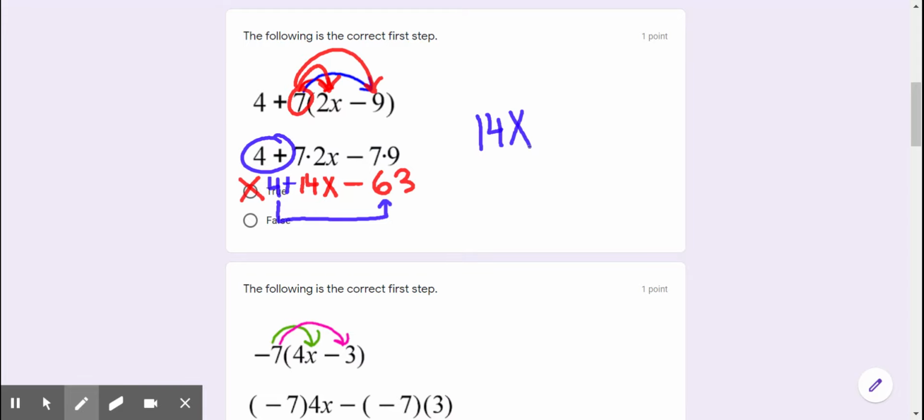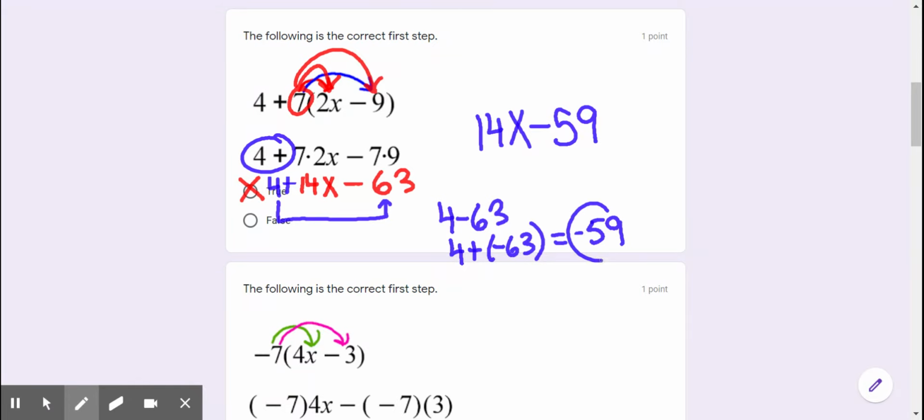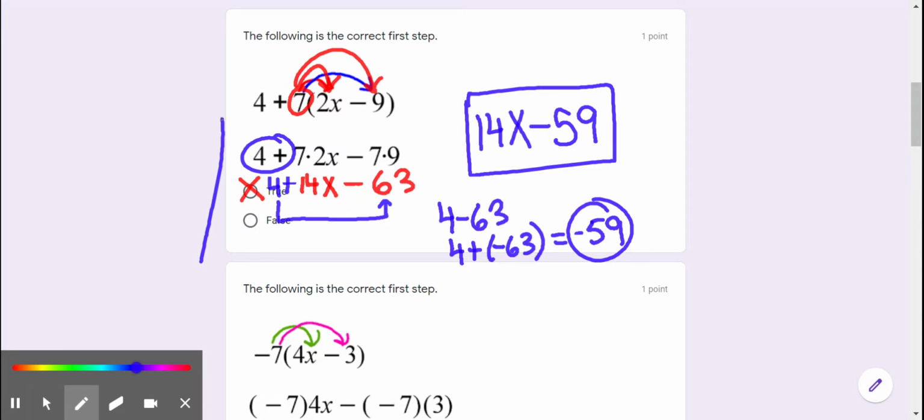You can press pause if you need to solve it. Minus 59, because 4 minus 63 is 4 plus a negative 63. The negative 63 wins, and it's going to be 59 made negative. So the answer is true to this, but if you went through further and actually simplified the whole thing, that is what you would get.